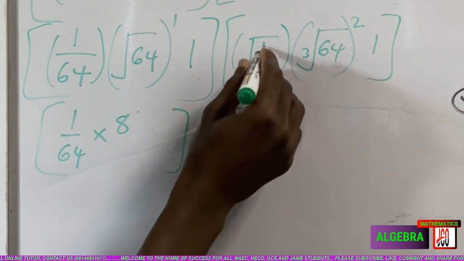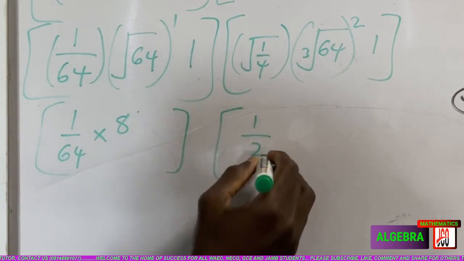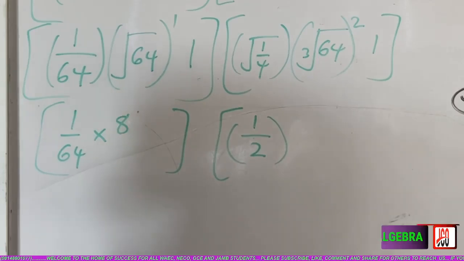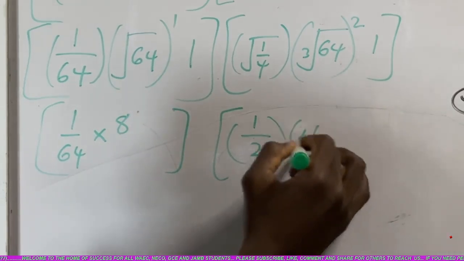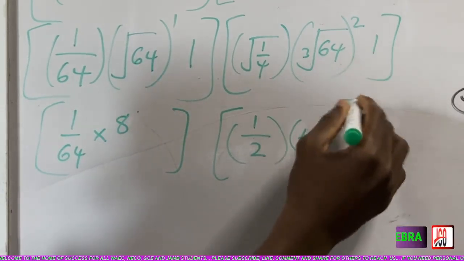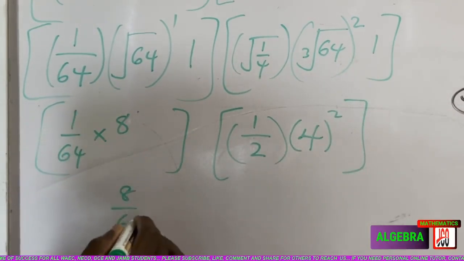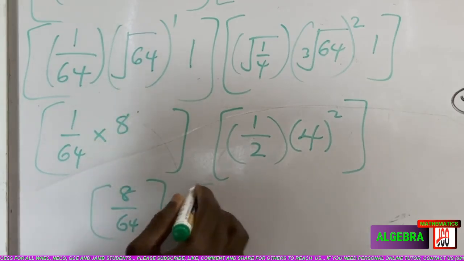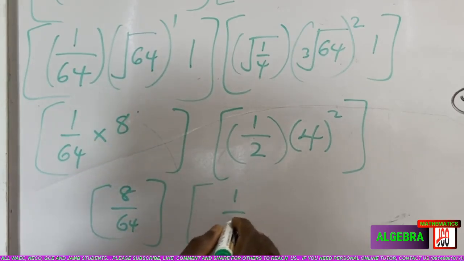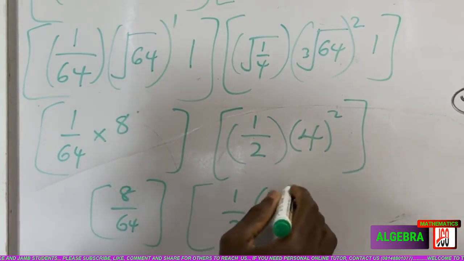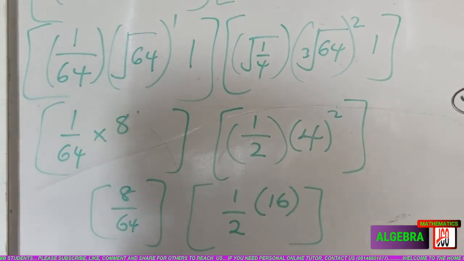Then here, square root of 1 is 1, square root of 4 is 2. Now, third root of 64, what do you multiply in 3 places to give you 64? The answer is 4. Then raised to power 2 times this 1, which is the same thing. Multiply this, you have 8 over 64 times 1 over 2. 4 raised to power 2 is what? 16. 4 raised to power 2 is 16.